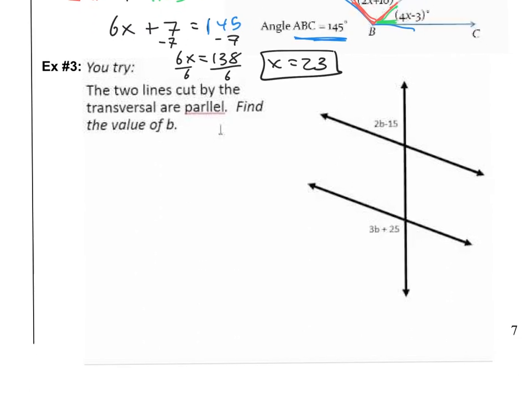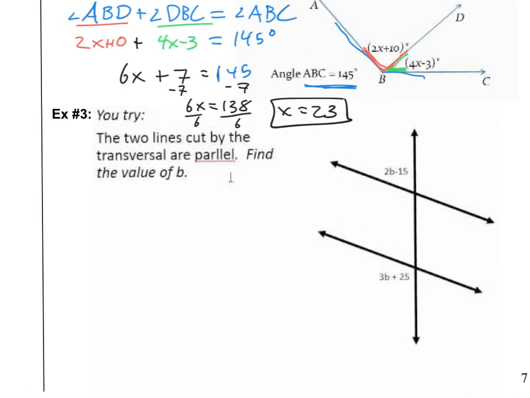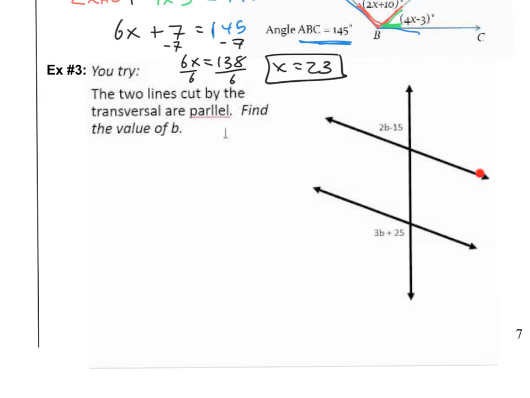All right. Let's take a look at example 3 now. It says two lines cut by the transversal are parallel. So they're telling us that these two lines are parallel. And if you wanted to, you can mark that they're parallel by putting little arrows on the line like that. That means that the lines are parallel. They want you to find the value of B.